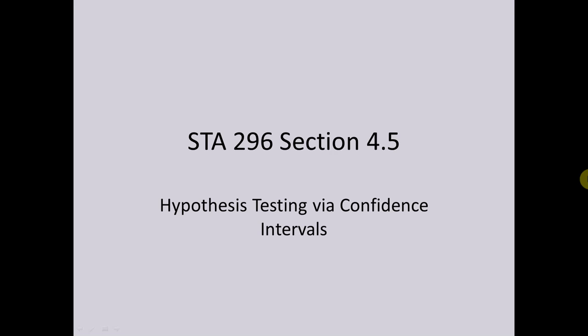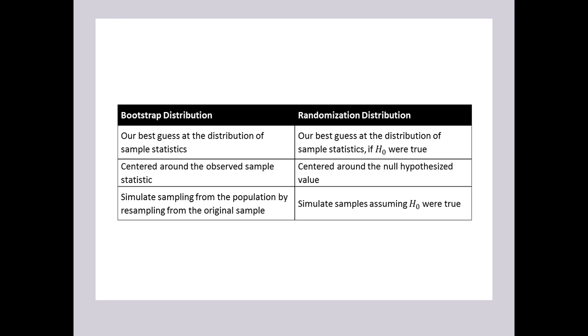Section 4.5 sort of breaks down to two big chunks. The first chunk is how to perform a hypothesis test using a confidence interval. And then the second half of Section 4.5 is essentially a grab bag of things that had to fit into Chapter 4 somewhere. At this point, we've had two kinds of distributions that are generated by simulation.